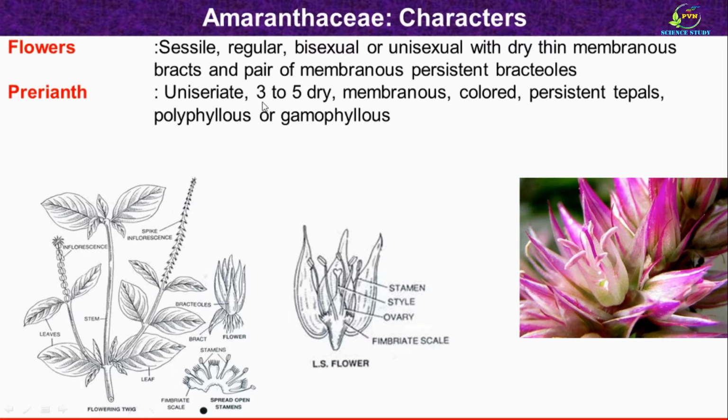Perianth consists of 3 to 5 dry membranous colored persistent tepals. These tepals are polyphyllous or gamophyllous. That means either they are free or they are united.